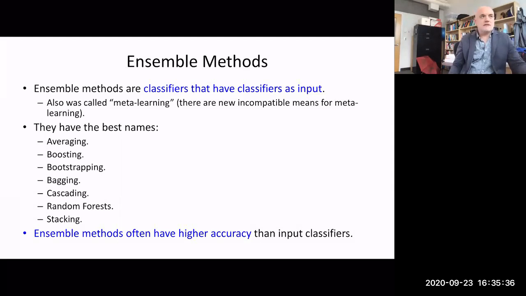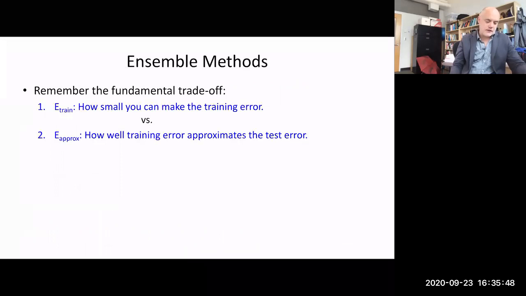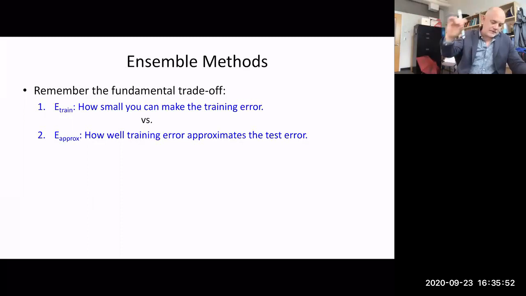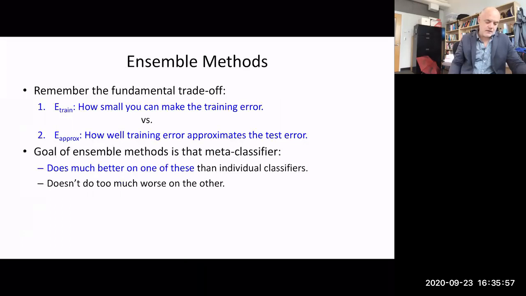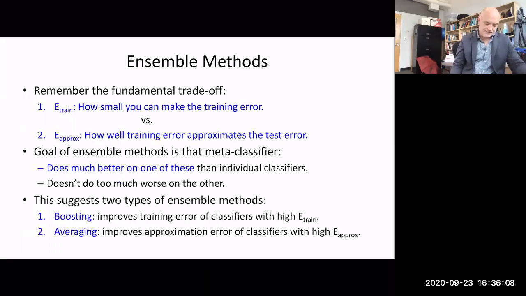And ensemble methods do have some of the best names in machine learning: averaging, boosting, bootstrapping, bagging, cascading, random forest, stacking, so on and so forth. The point is that ensembling and ensemble methods often have higher accuracy than the input classifiers, okay? And if you remember the fundamental trade-off that we talked about, which is how small can you make the training error versus how well the training error approximates the test error, the goal of ensemble methods is that the meta classifier, or the ensemble, does much better on one of these than the individual classifiers, and it doesn't do too much worse on the other.